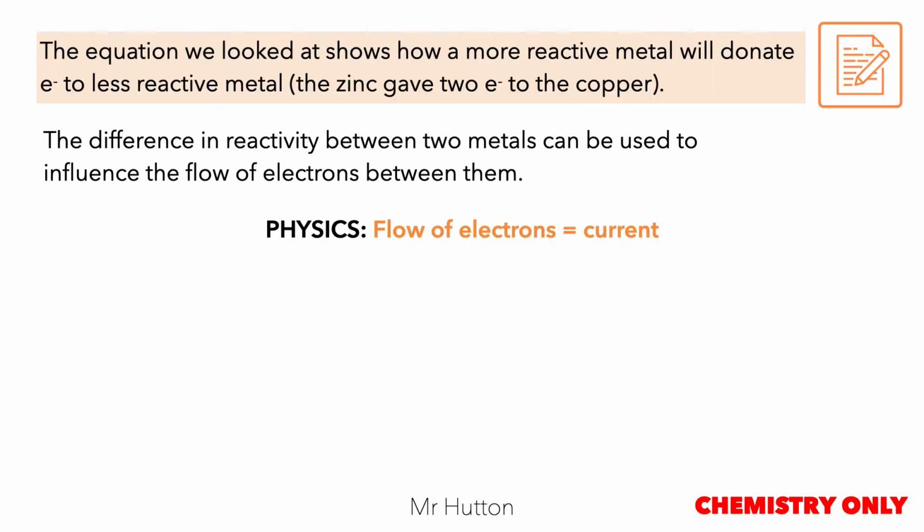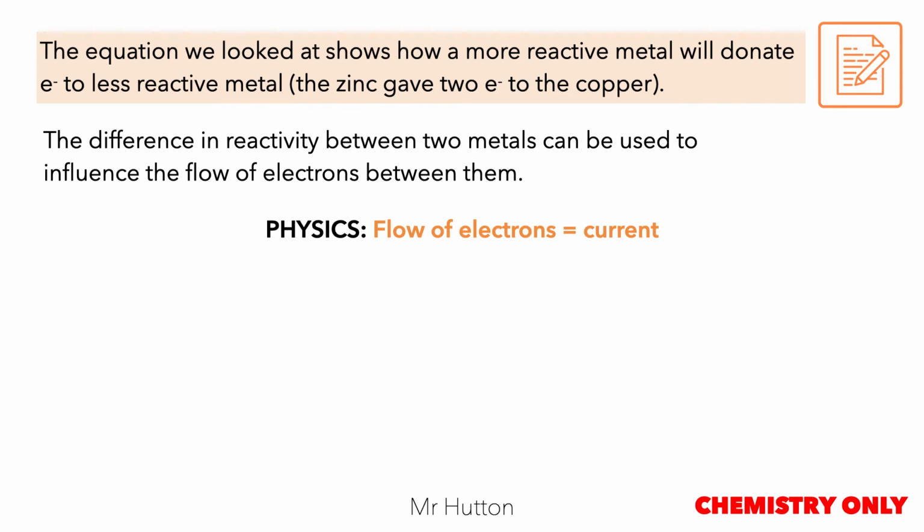The equation we've just looked at then shows how a more reactive metal will donate electrons to a less reactive metal. So in that example, the zinc was giving up electrons to the copper. So those two half equations, we saw how the copper was gaining electrons, whereas the zinc was losing electrons. So the difference in reactivity between two metals can be used to influence the flow of electrons between them.